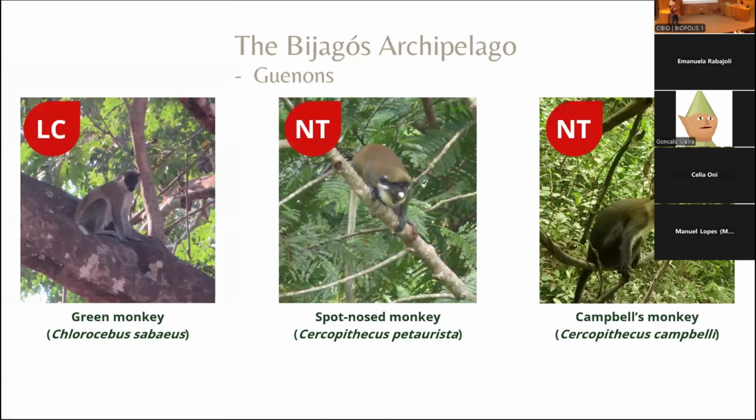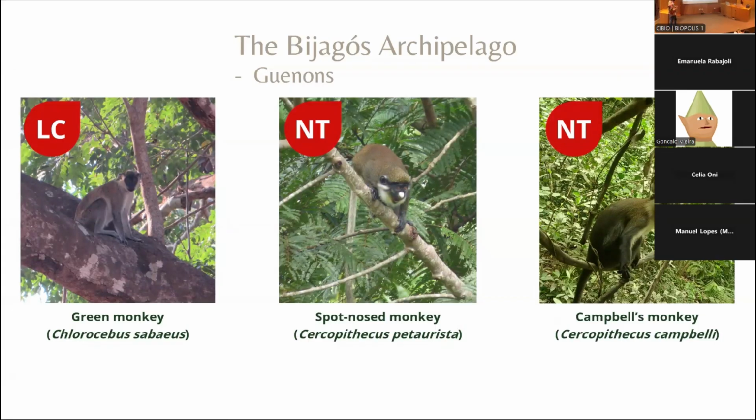And in this archipelago, we can find three primate species. They do not overlap except on one of the islands. So it's around 80 islands, and they only overlap on one of them. And this can have consequences for a later part of the work that I'm going to show you. So the three species are the green monkey, the spot-nosed monkey, and the Campbell's monkey.